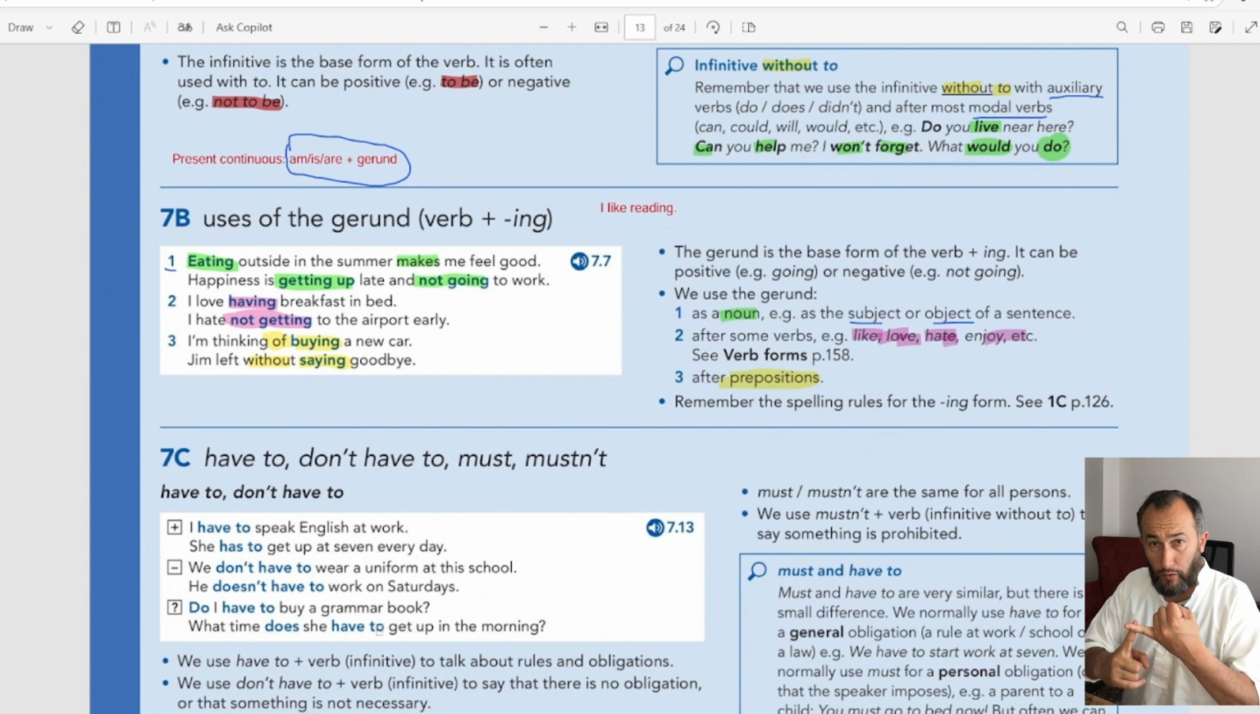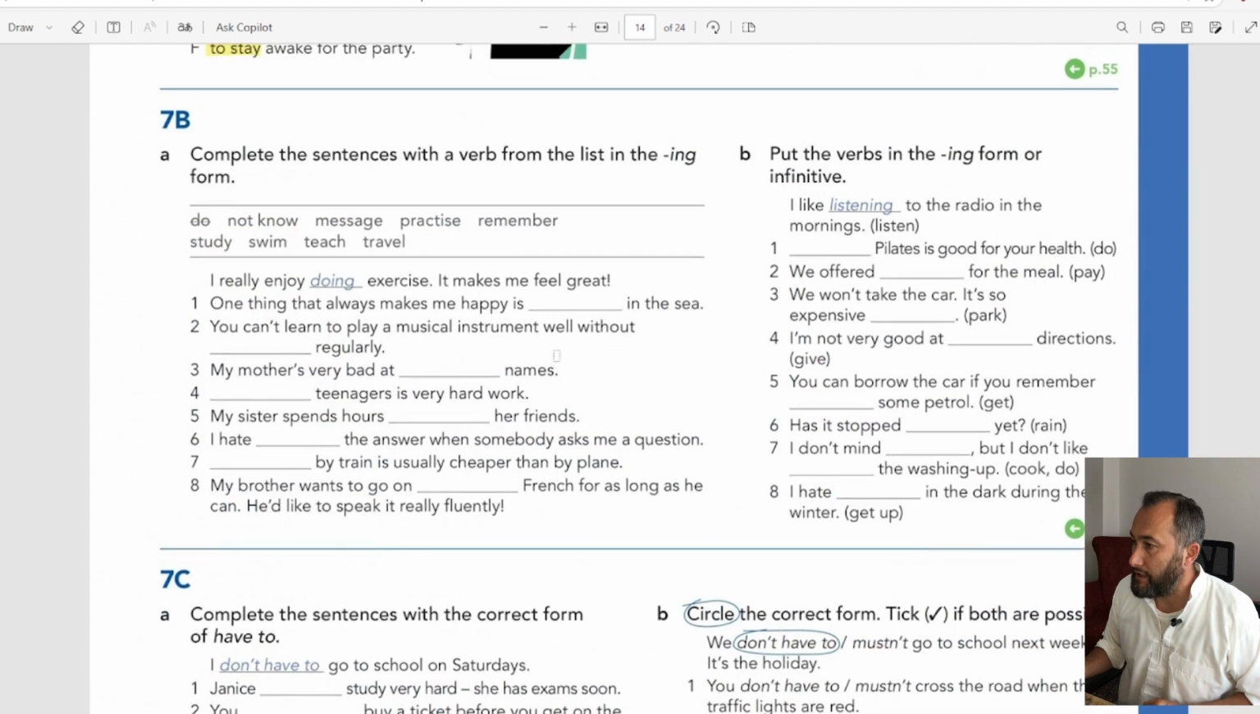We can use them as noun, subject, and object. And after some verbs we must use gerund form, which we must memorize. And then we got after prepositions. I'm not saying you must always use it. In case after prepositions you want to use a verb, that verb you must use in gerund form, guys. Right. So we will do exercise 7b.